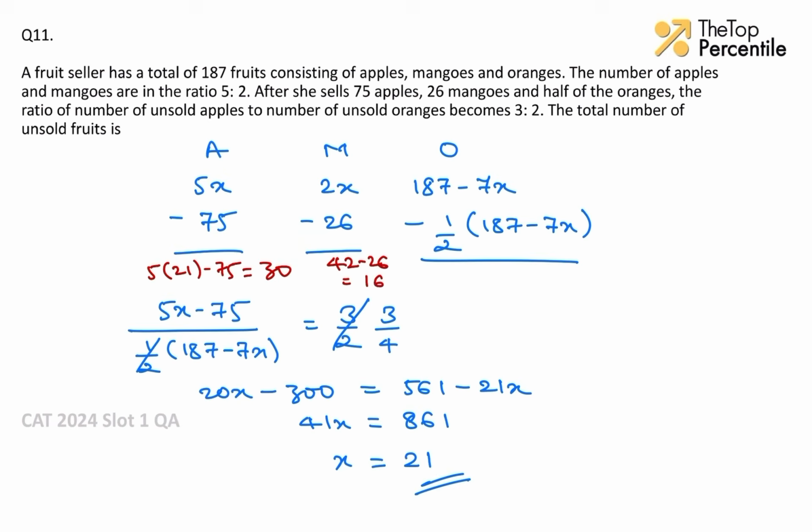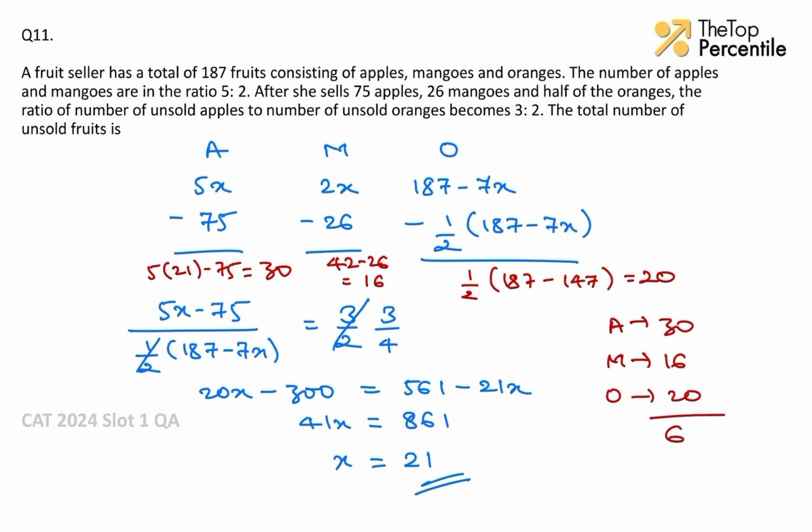And this will be half of 187 minus 7x. X is 21. 7 into 21 is 147. 187 minus 147 is 40. 40 by 2 is 20. So the total number of unsold fruits: I have unsold apples as 30, unsold mangoes as 16, and unsold oranges as 20. The sum is 30, 40, 50, 60, 66. So this will be my answer, that is 66.